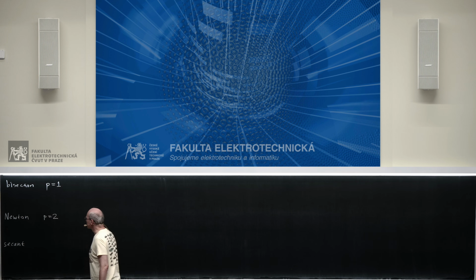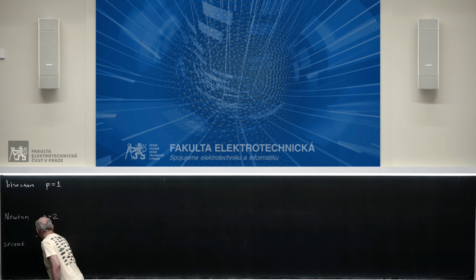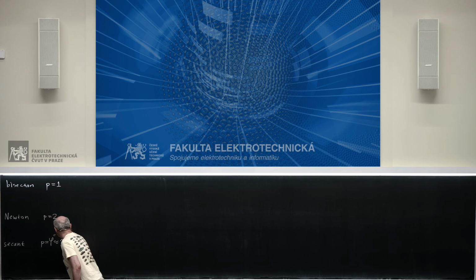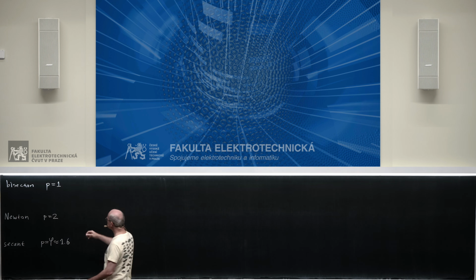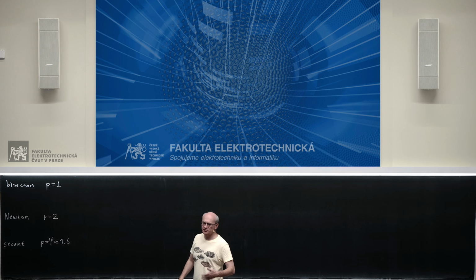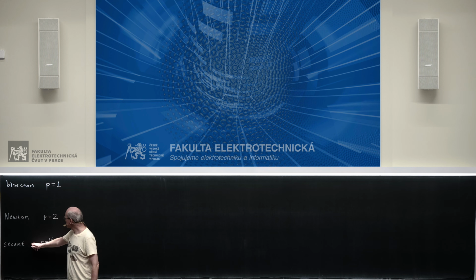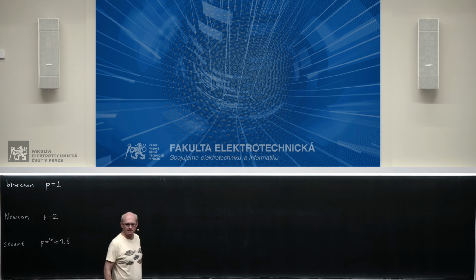Now for the secant method, we got rid of the derivative, and we paid for it by dropping the order of the method to the golden ratio, in fact, which is about 1.6. So it's a compromise. We still have those problems with reliability, with control over the error, so in this respect, it behaves very similarly to the Newton method.